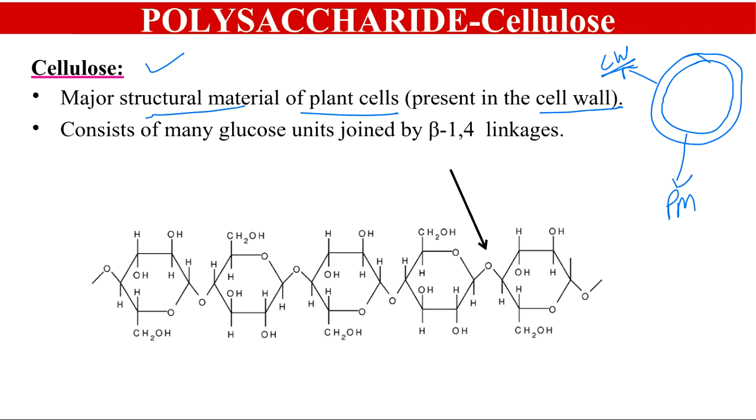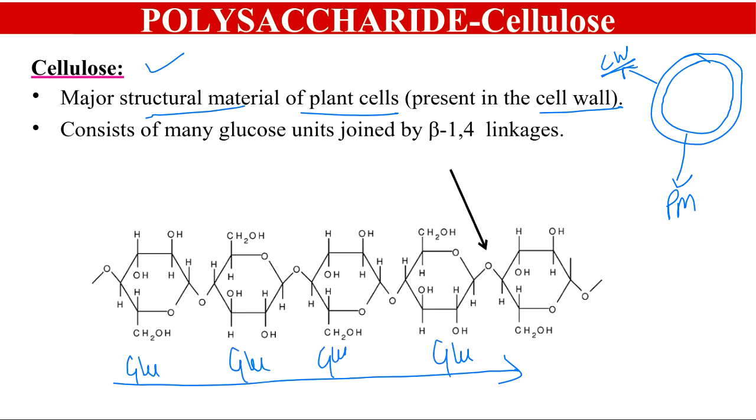And if we look at the detailed structure of cellulose, you can see that it consists of a lot of glucose molecules. This is glucose, this is glucose, this is also glucose, and so on. After this particular point also there are a lot of glucose, and before this point also there are a lot of glucose molecules.